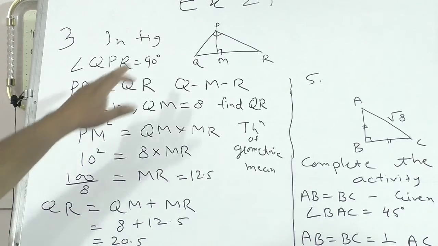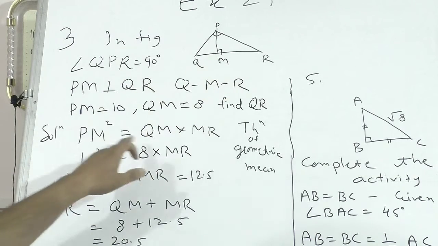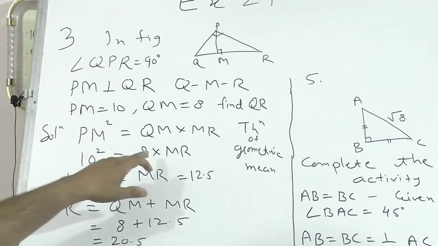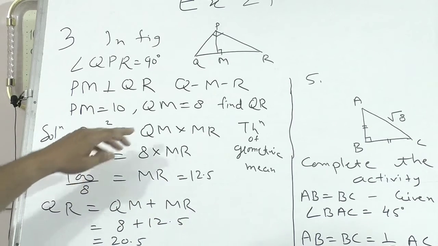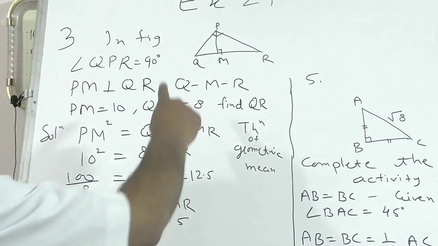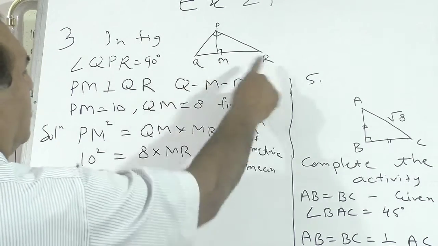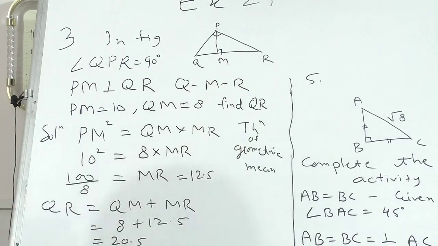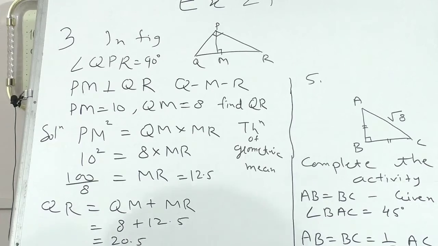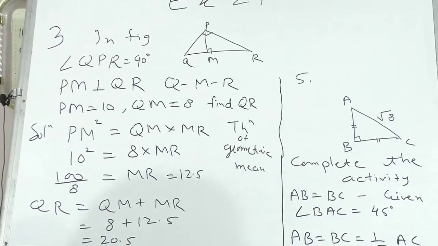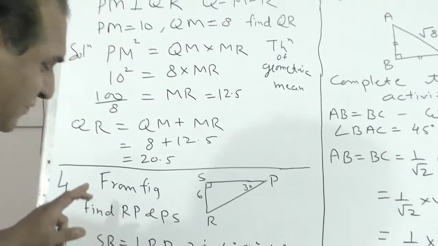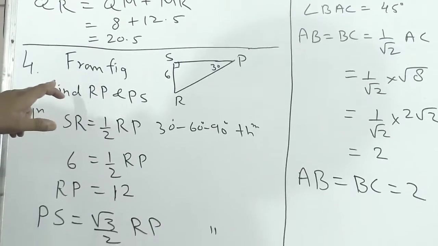So same, PM square is QM into MR. Theorem of geometric mean. So 10 square equals 8 into MR. 10 square is 100, upon 8. MR is 12.5. QM is 8. So QR is QM plus MR, that is 8 plus 12.5, 20.5. Understood? Any doubt? Right. Question 4. We'll move to question 4.